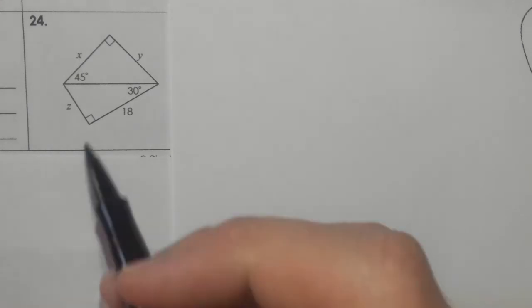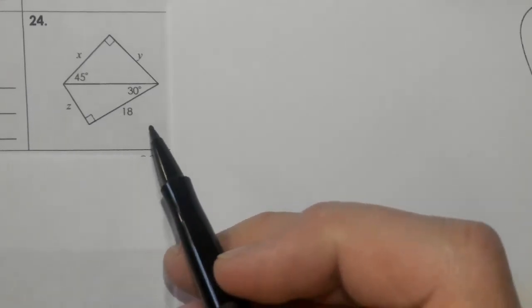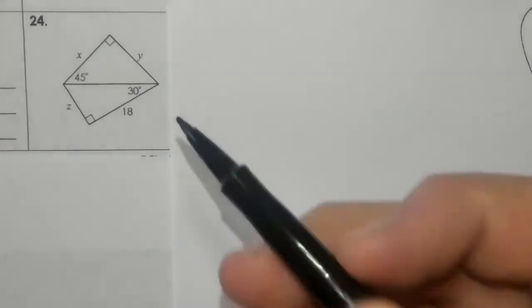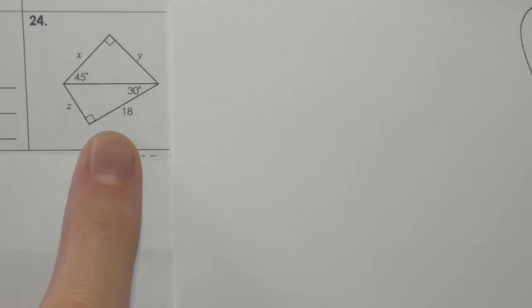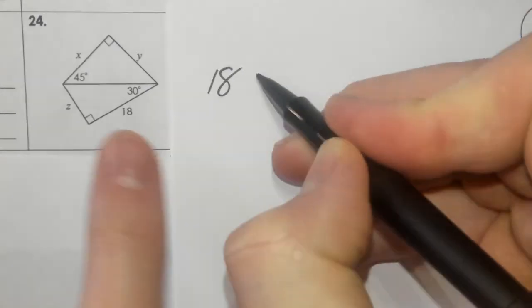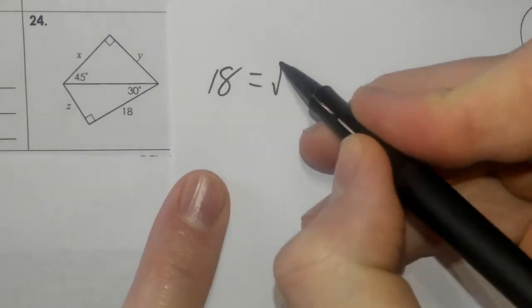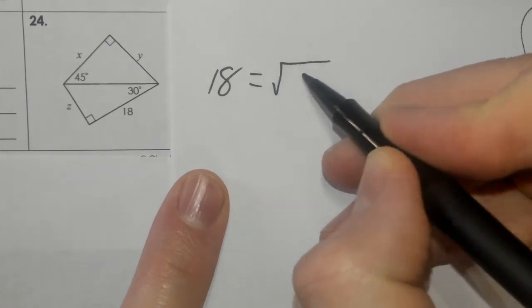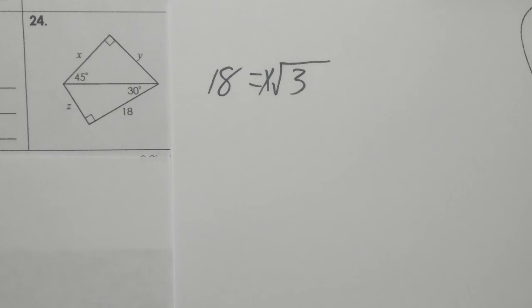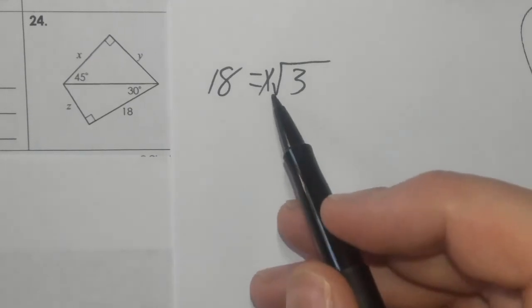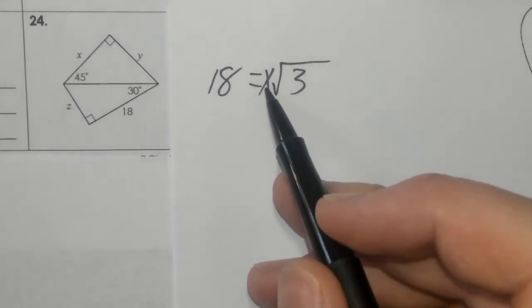Okay. I'm going to start with the 30, 60, 90 because it's the only one that I have a side for. And I'm actually given the long side. 18 is the long side. Well, we know that our long side is represented by x times the square root of 3. So I'm going to solve for x, because if I do that, x would represent the short side.